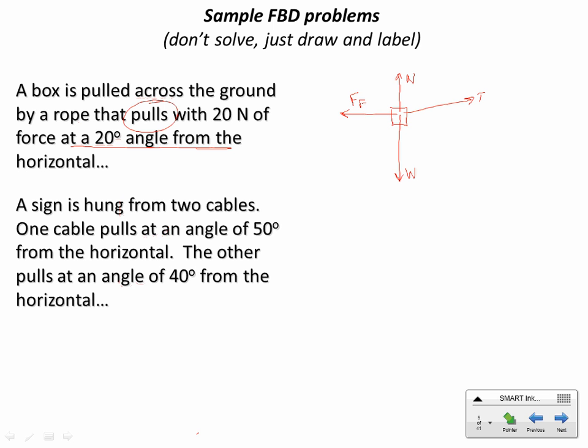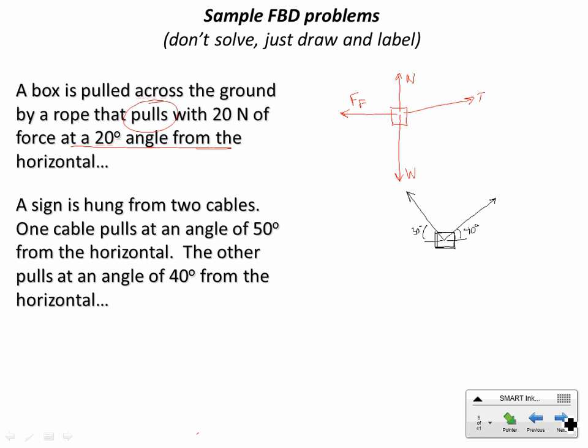Okay, next is a sign hung from two cables. Yep, okay, here's a sign hung from two cables. One of them goes at 50 degrees. There's 50. And the other one's at 40. That one's at 40. Sure.